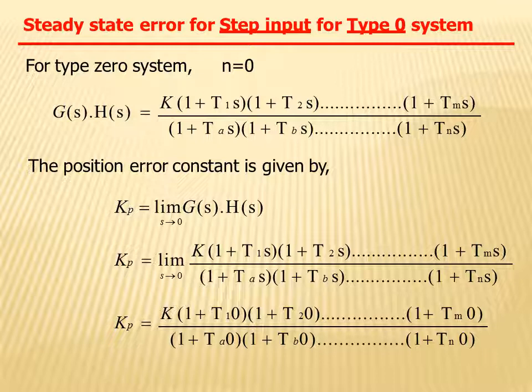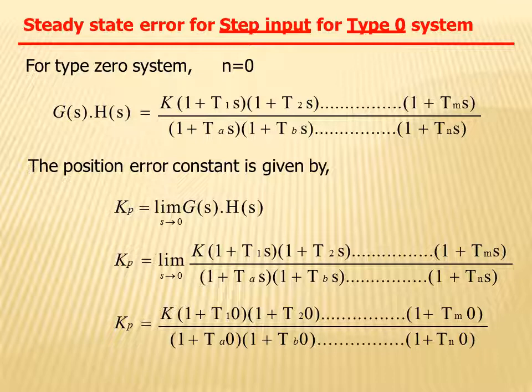The position error constant is given by Kp is equal to limit as S tends to 0 of G(S)H(S). Now put the value here. So by putting the value we will get Kp is equal to limit as S tends to 0 of K(1 + T1S)(1 + T2S) up to (1 + TMS) divided by (1 + TAS)(1 + TBS) up to (1 + TNS).